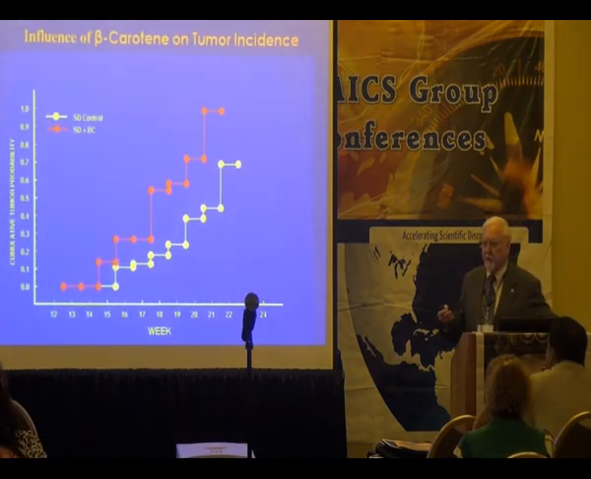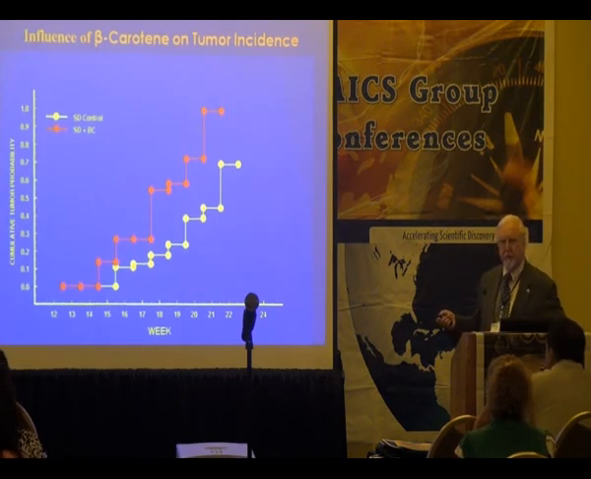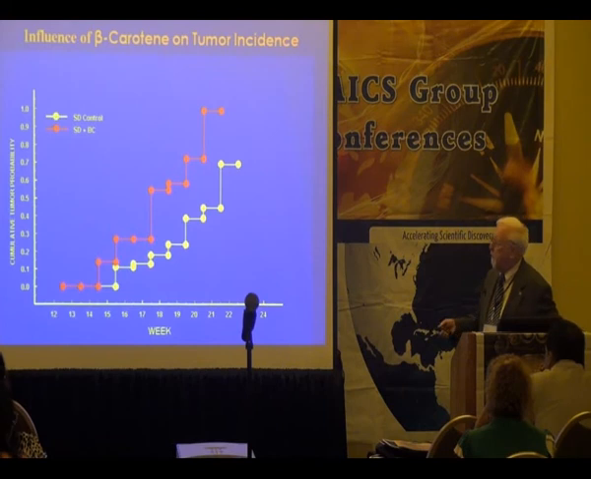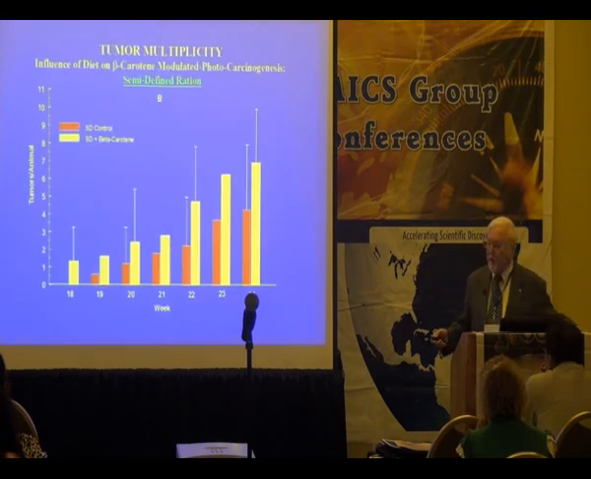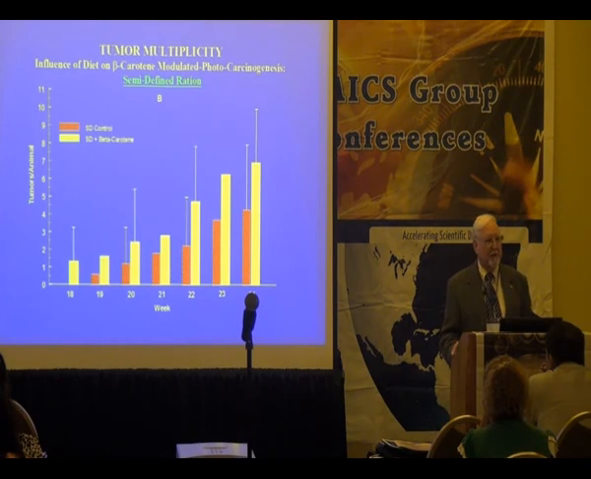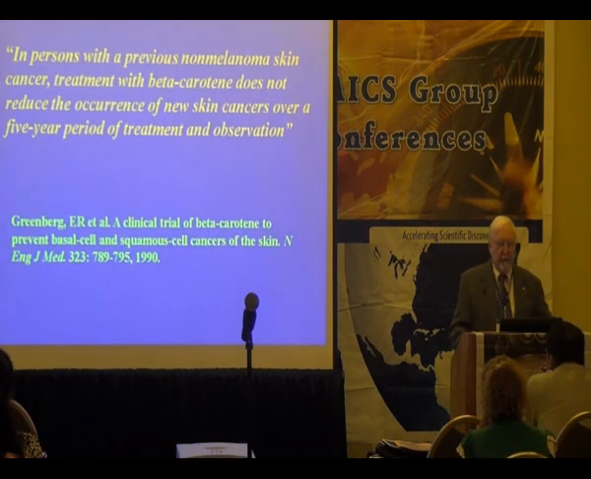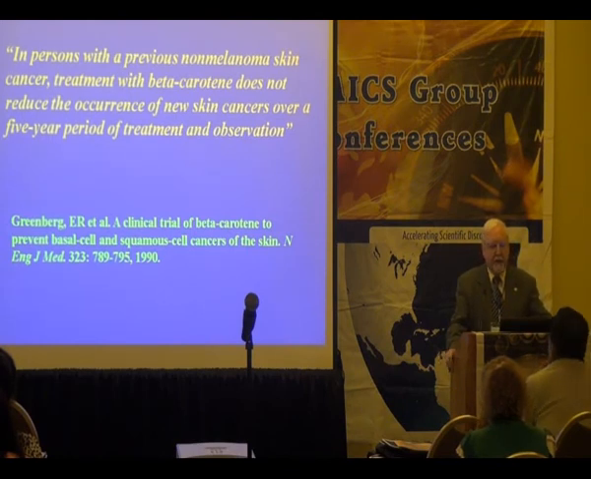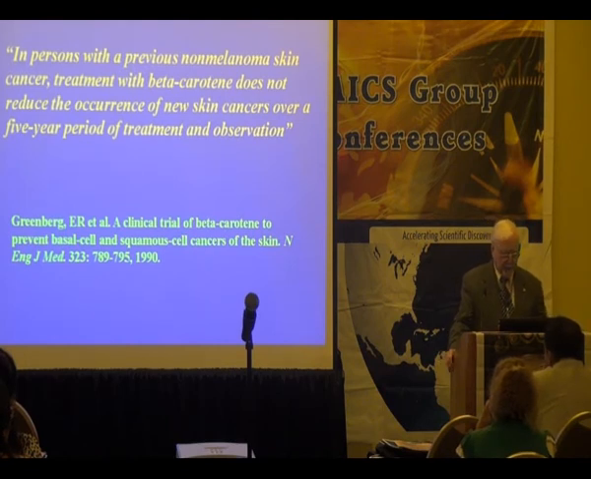In our hands, with UV carcinogenesis, and we were using a semi-defined diet, you can see that under certain dietary conditions, beta-carotene can actually exacerbate carcinogenesis. This is with respect to tumor latent period, a shorter latent period, and also in terms of multiplicity, you can see more tumors per animal with the beta-carotene supplemented diet. Furthermore, in persons with a previous non-melanoma skin cancer, treatment with beta-carotene didn't reduce the occurrence of new skin cancers over a 5-year period of treatment and observation.